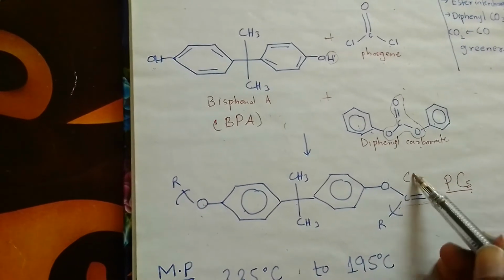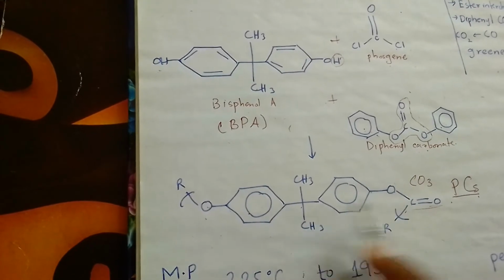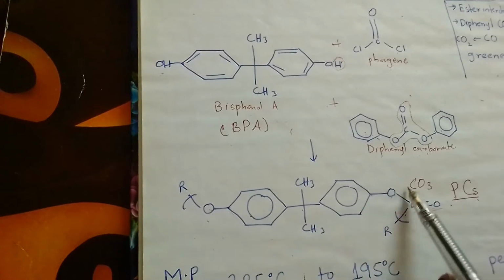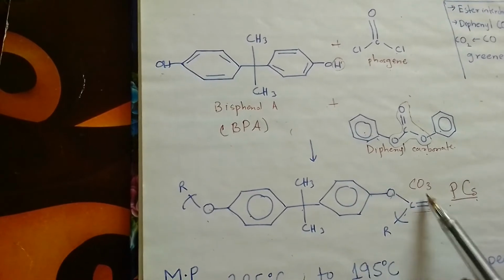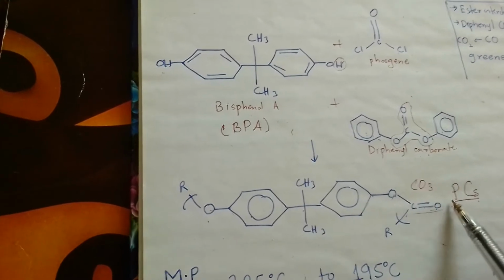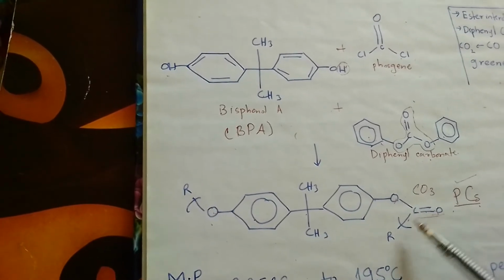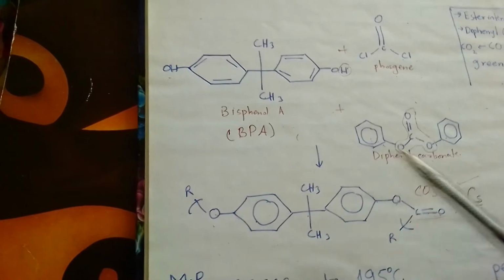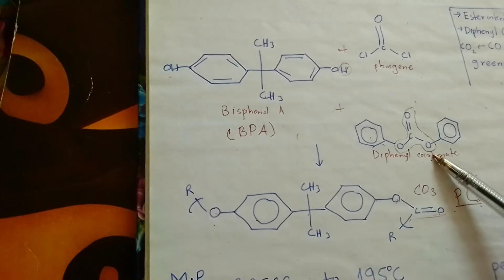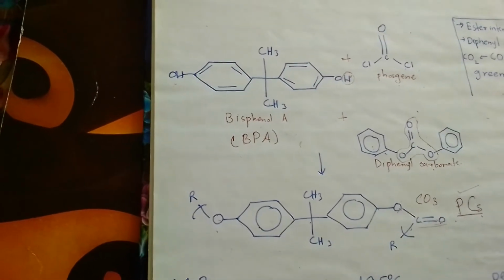It means this is also a CO3 in this structure, CO3, like 1, 2 and 3 O. So this is also a CO3. We call it polycarbonates. So this is basically how we synthesize our polycarbonates. We just need bisphenol A, phosgene, and diphenyl carbonate, and this is polycarbonates.